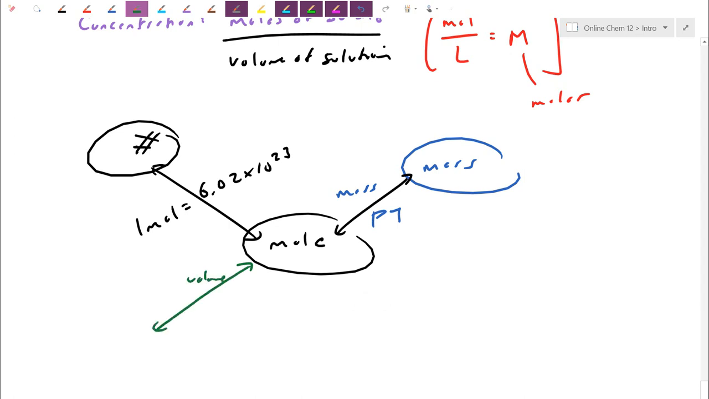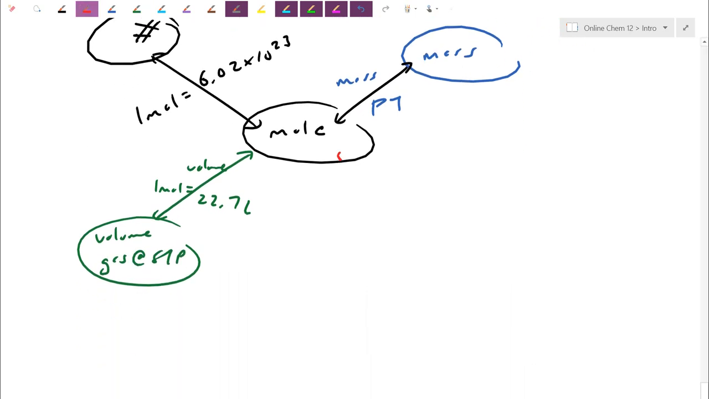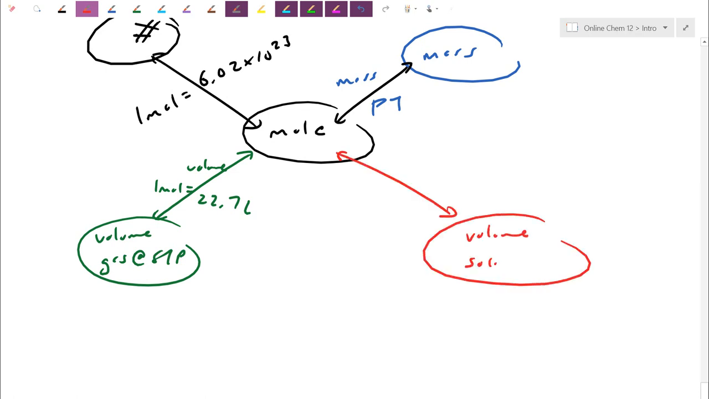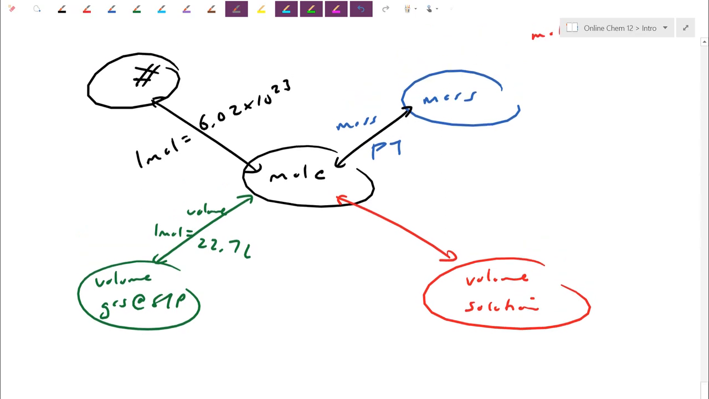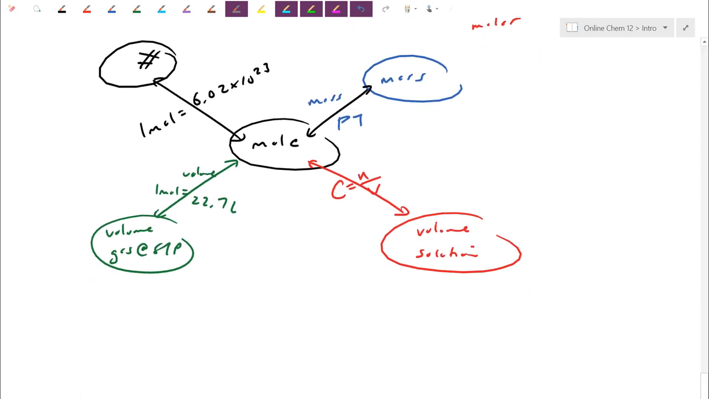So for molar volume, only for a gas at STP, 1 mole is 22.7 liters. So this one here is volume. I want to specifically mention here, this volume is a gas at STP. And then we actually had one other bubble. That other bubble in a similar fashion was also volume, but specifically those volumes were for solutions, for dissolving solids and liquids. This time that conversion changes a lot. This time it's actually just going to be concentration is moles per volume. Right? So with that summary map here, let's just practice through.